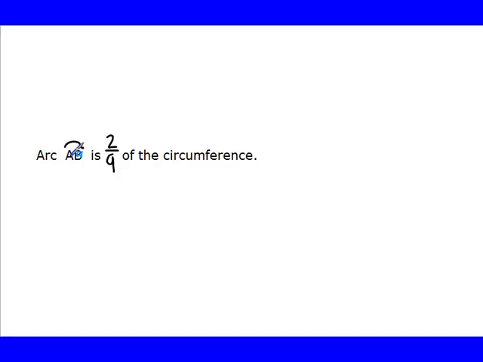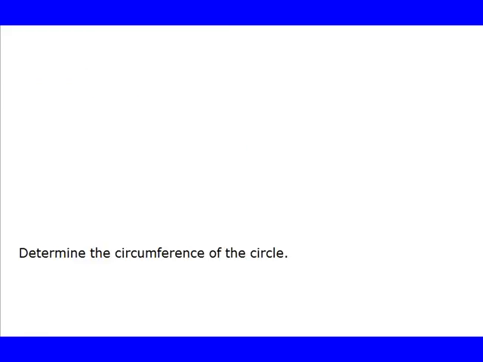And now we ask, what do we do now that we know arc AB is 2/9 of the circumference? Usually in math, what operation does the word "of" specify? When I see the word "of," it usually specifies to multiply. The next thing we need to do is calculate the circumference of the circle. How do we calculate the circumference of the circle?